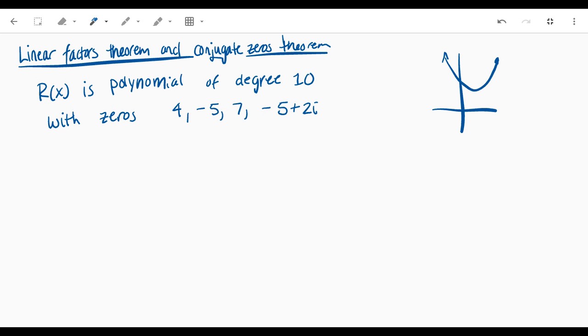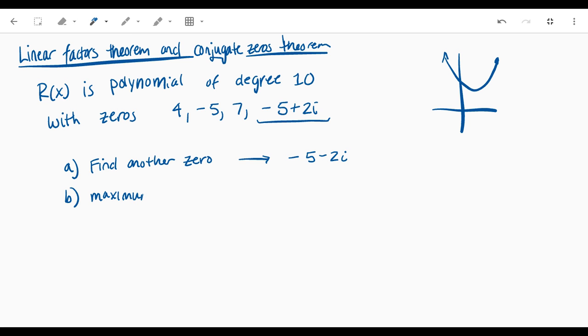Okay, so the first one, it says, find another zero. Well, we can find that easily because zeros that are complex come in pairs. So since -5 plus 2i is a zero, -5 minus 2i is a zero. For part B, it asks what's the maximum number of zeros. That's the degree.